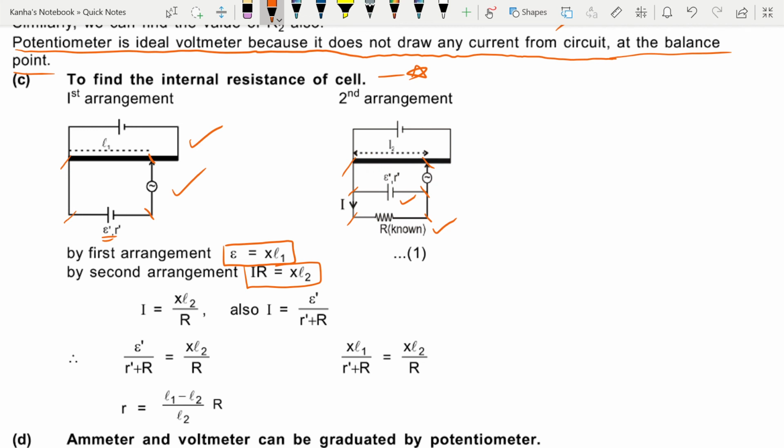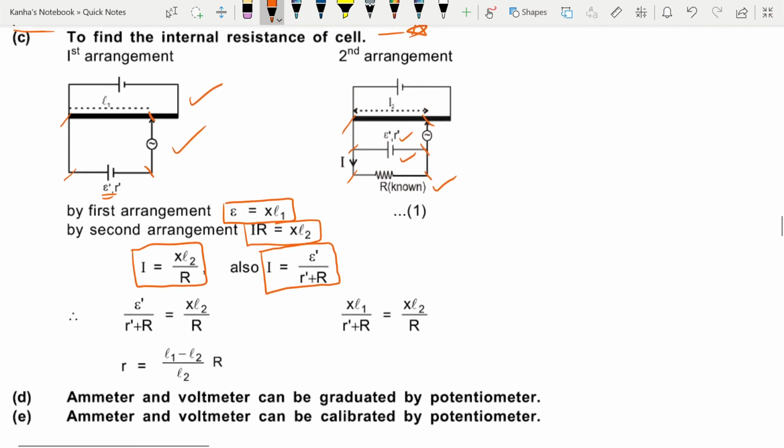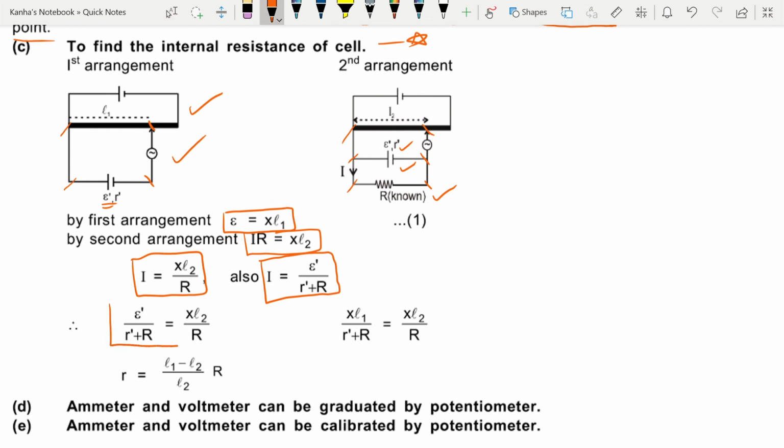So I can easily write I as XL2 by R. Also, I can write my current as epsilon prime by R prime plus R, where R prime was the internal resistance of this. Given this, I can easily find a relation between epsilon prime and the length L2. Similarly, I can find a relation between XL1 and XL2. And the final thing that I want you to remember is that my internal resistance is nothing but L1 minus L2 divided by L2, into R.